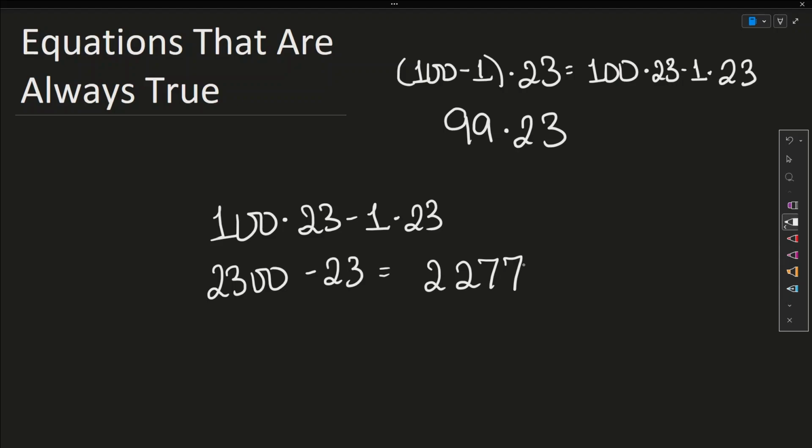The big idea we have: an identity is an equation that is always true, and identities often describe important properties of arithmetic.